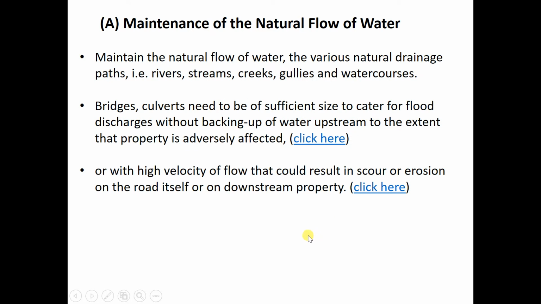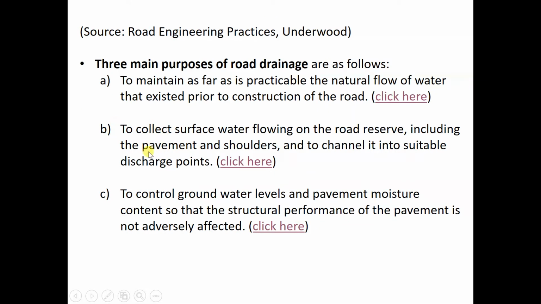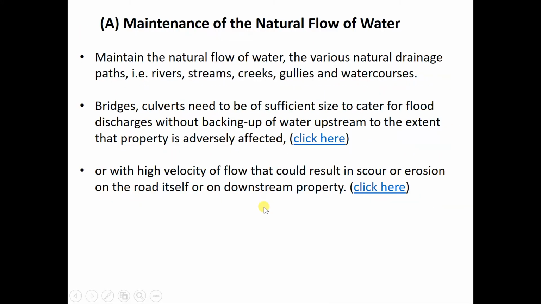Okay, so we start with the first part, the maintenance of the natural flow of water. In this first part, we will look at the catchment analysis, as well as the design of the stormwater pipes and the open channel, and also we're going to look at the culvert design. The second part and the third part we will look at separately later on.